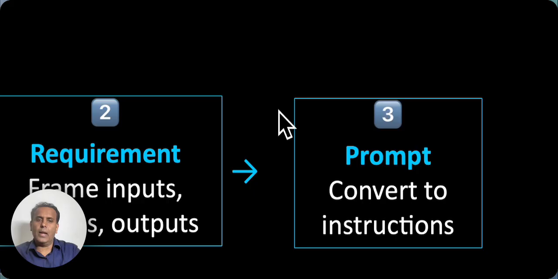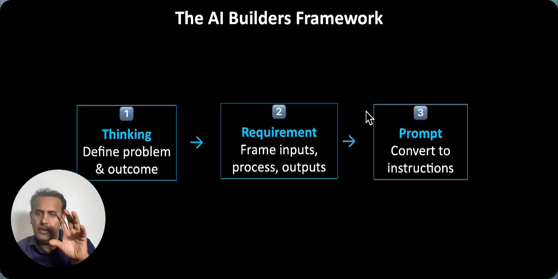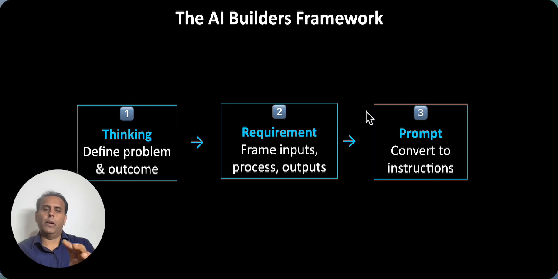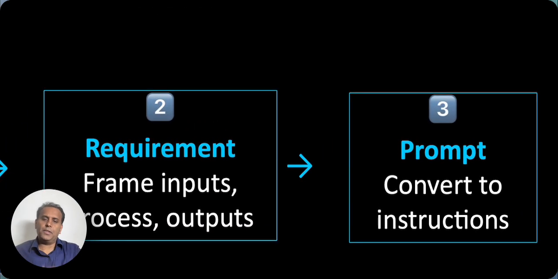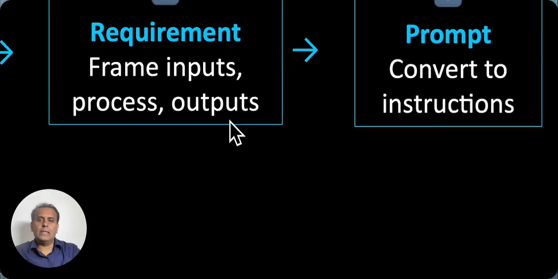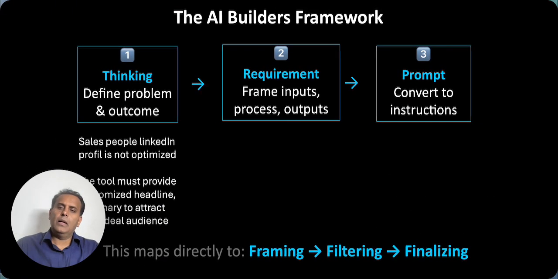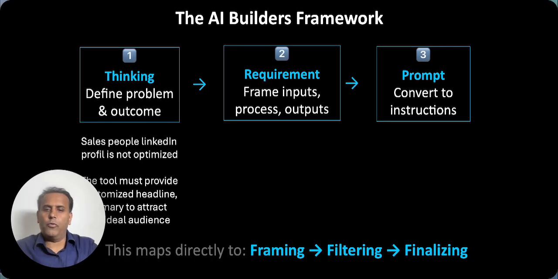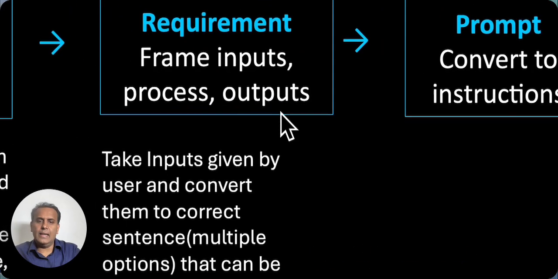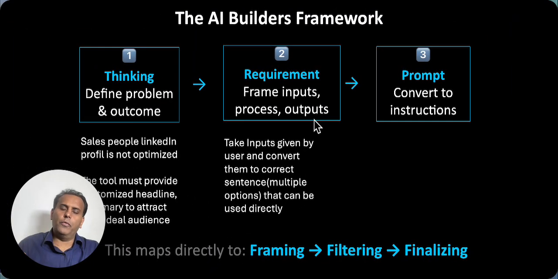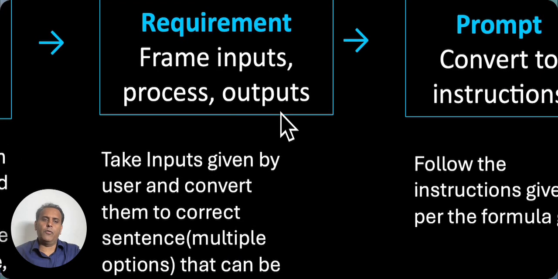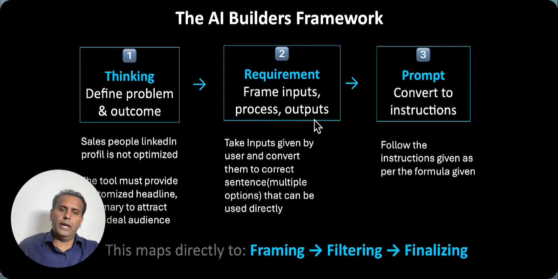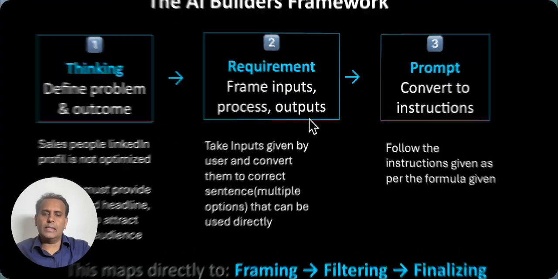And then what is the framework we use, which is thinking, requirements, and prompt. That means I defined the problem, I created the requirements, which is the document, and I gave a simple prompt to that. So this matches to our tool. And what is that thinking? Salespeople, again, are not optimized, so the tool must provide a customized headline. The requirements are to take inputs, what we are giving. There are 4 to 5 inputs, and then it converts and follows the instruction given as per the formula. We gave some formula for how to do these things.